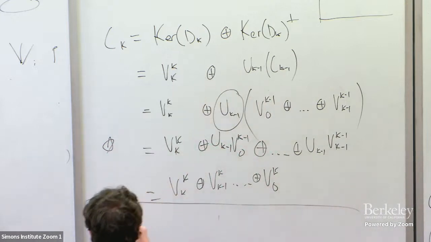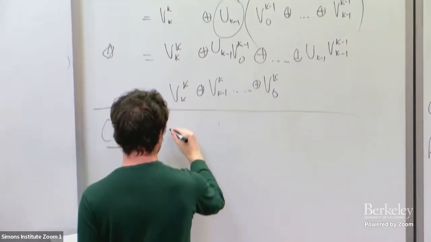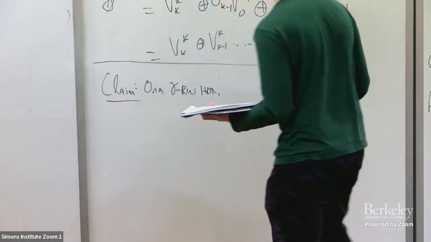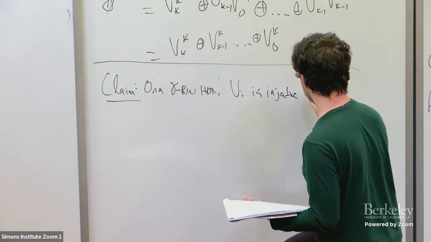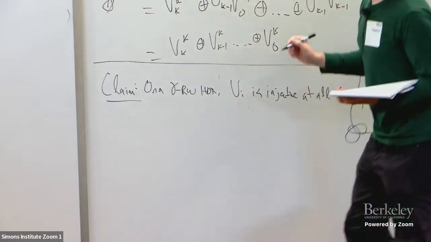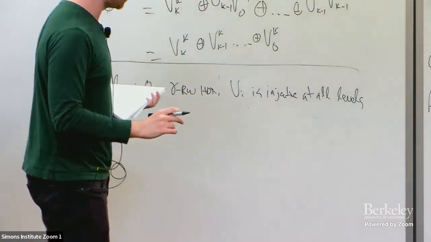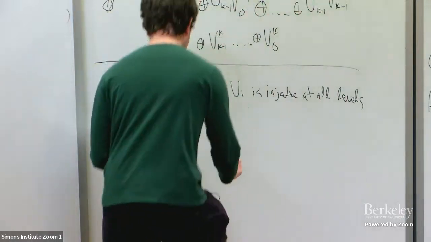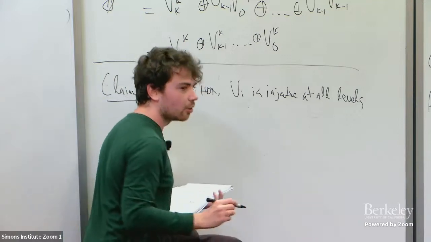So I'll write this claim, which completes the theorem: that on a gamma random walk HDX, U_i is injective at all levels. I'm going to sketch the proof of it. I want to get to the other things, so I'm not going to be super formal. But the idea is to say, how do I prove this is injective? I want to show it has no kernel.